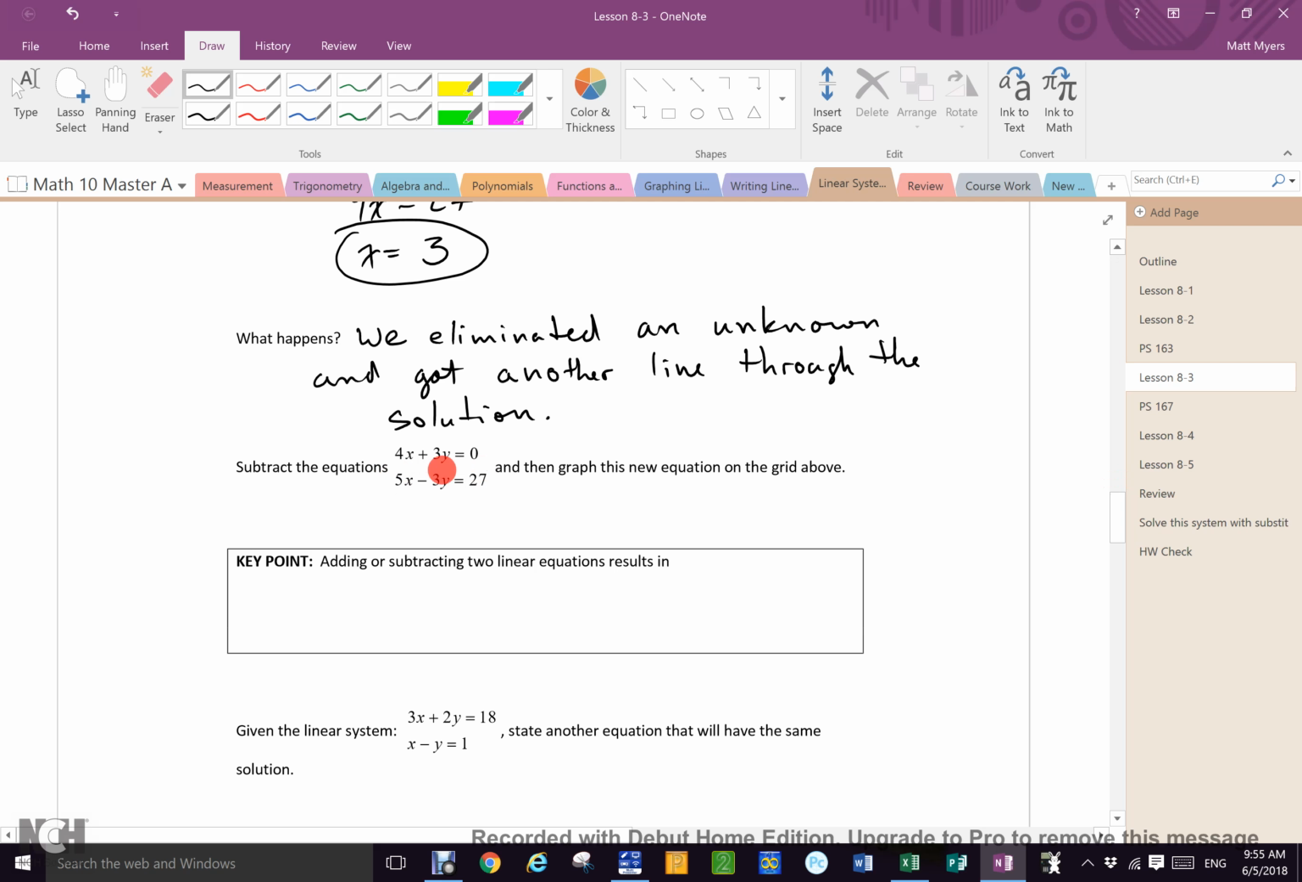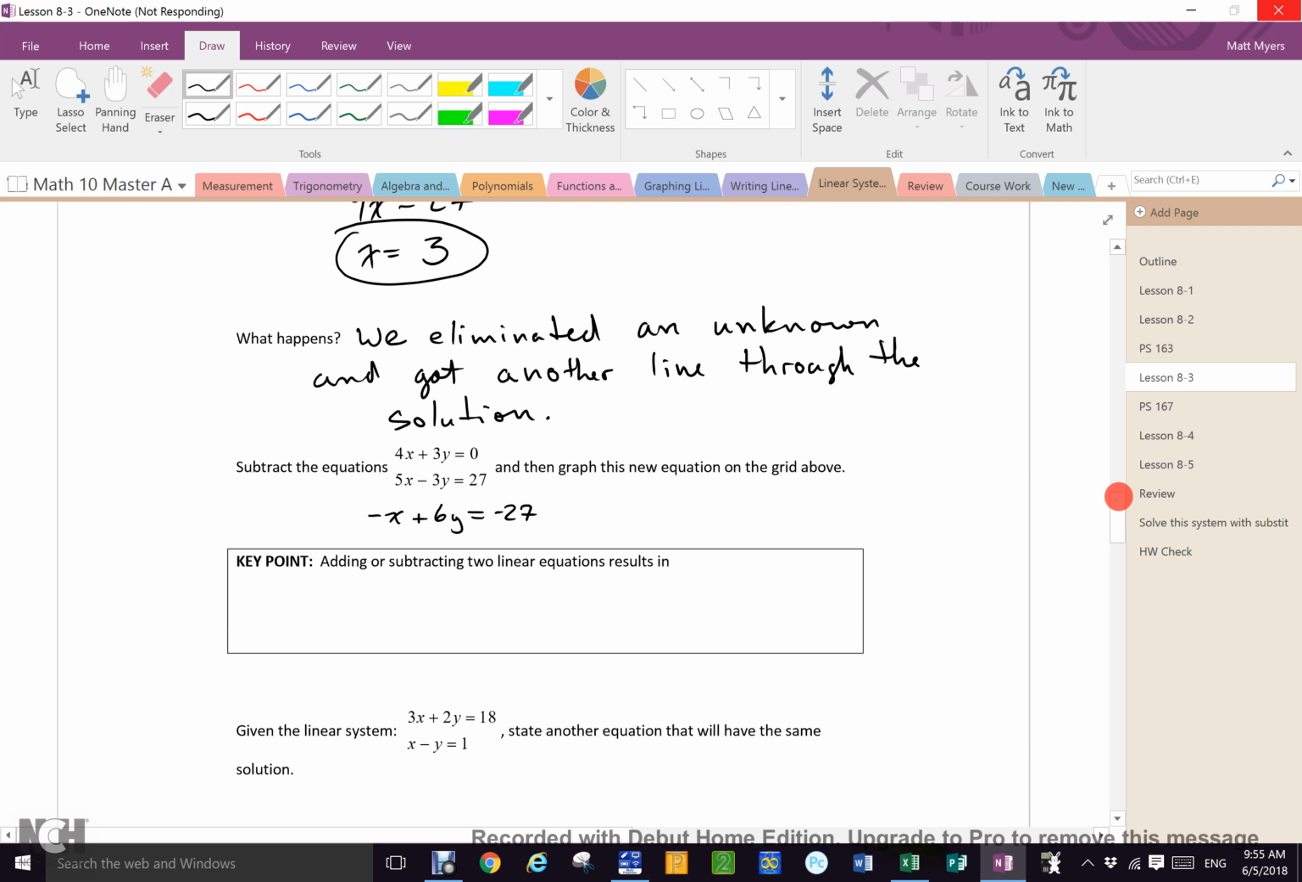Now, we're going to subtract them. What is 4 minus 5? Negative x. What is 3 minus 3? Positive 6y. What is 0 minus 27? Negative 27. And then if I were to graph this, which I'm not going to bother doing, where will the line go? Of course it will go through the solution again.